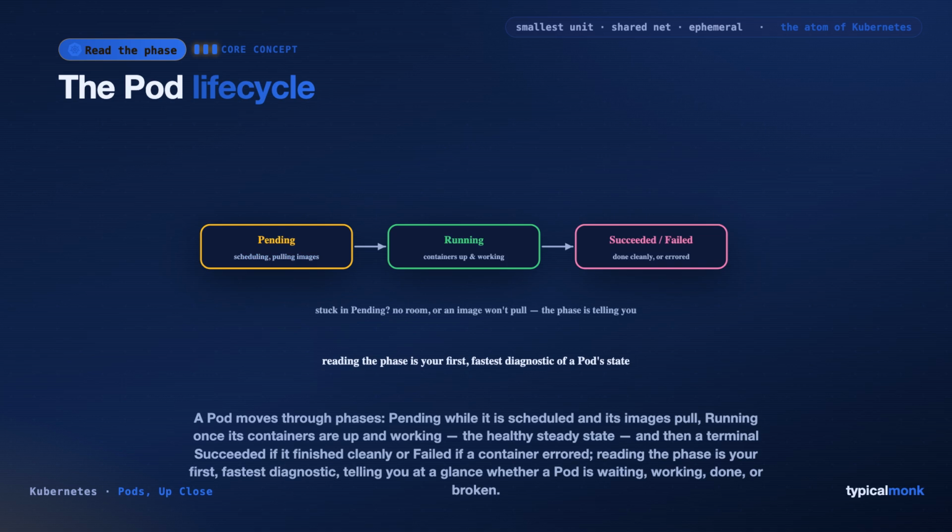So the takeaway: a pod moves through phases. Pending while it is scheduled and its images pull, running when its containers are up and working, and then the terminal succeeded if it finished cleanly or failed if a container errored. And reading the phase is your fastest diagnostic of a pod in a tricky state.